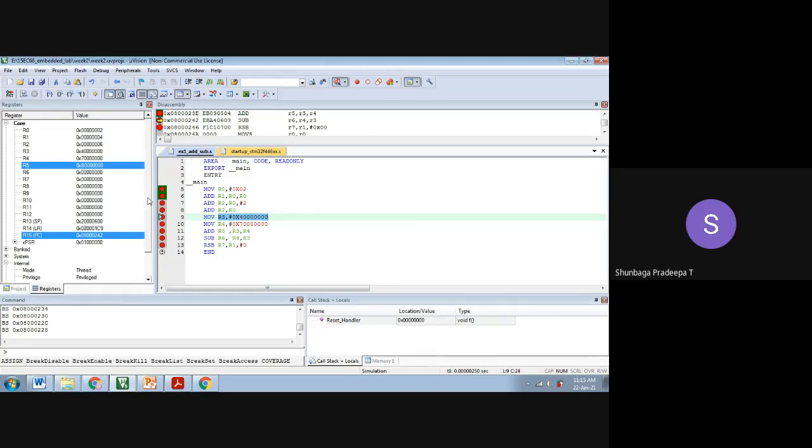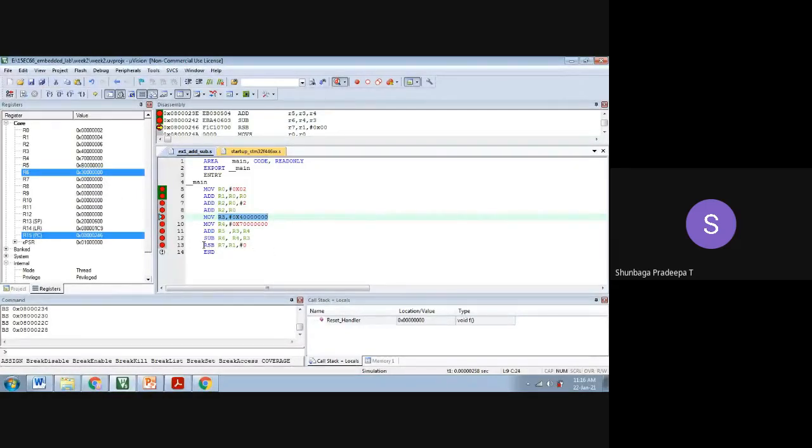So the next instruction is the subtract instruction. R4 minus R3 is calculated and it is loaded in R6. So what is R4? It is hex value 70000 and R3 is hex 40000. So when we subtract 7 minus 4, it will be 3. So it is hex 30000.